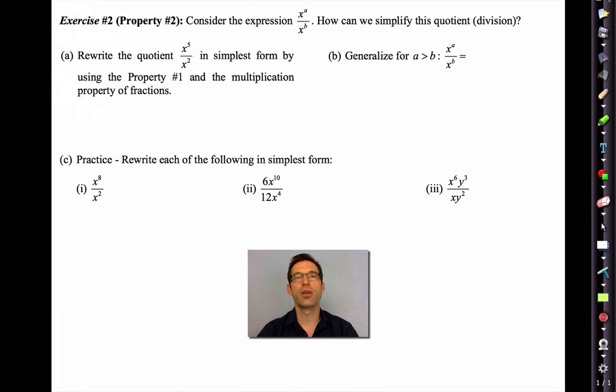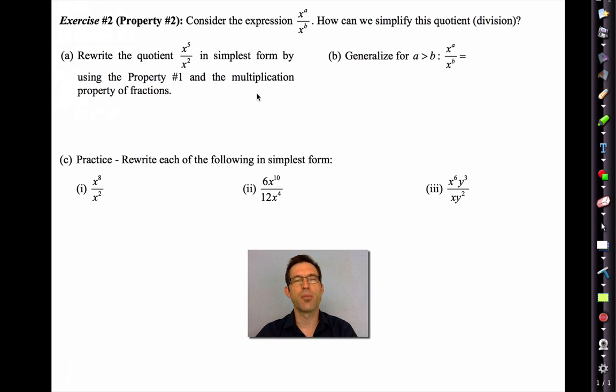Exercise 2. Now we're going to do division. If we can do multiplication, we can do division. Consider the expression x to the a divided by x to the b. How can we simplify this quotient, this division problem? This is a little bit different and a little bit harder for students. Letter A says rewrite the quotient x to the fifth divided by x squared in simplest form by using property 1 and the multiplication property of fractions.